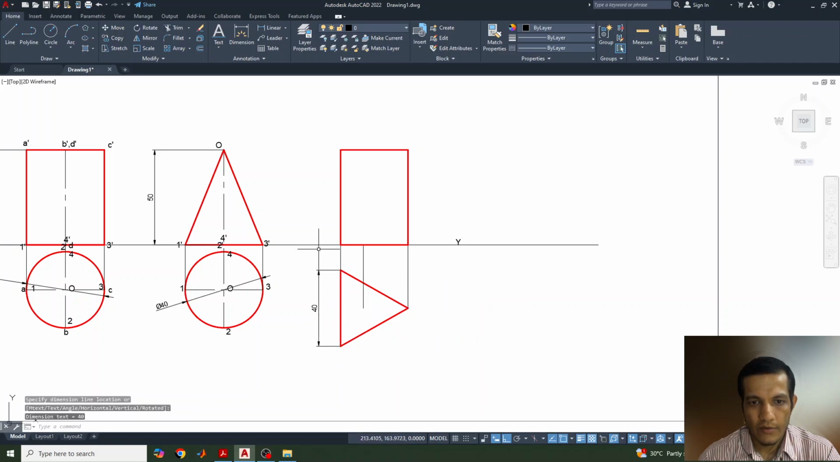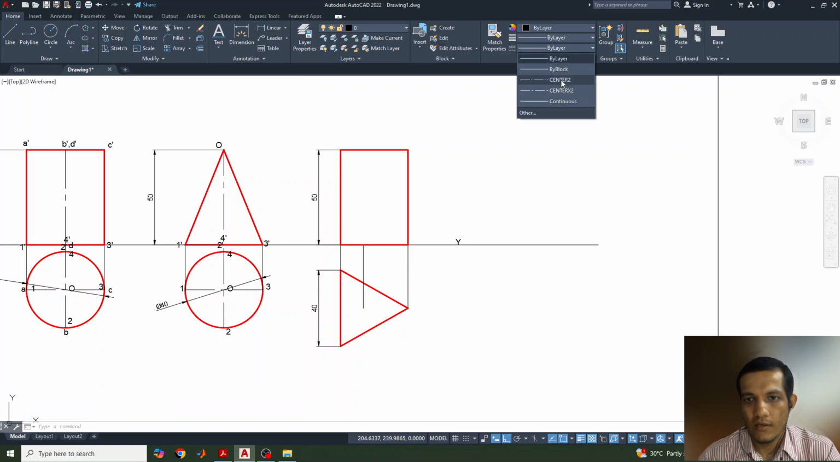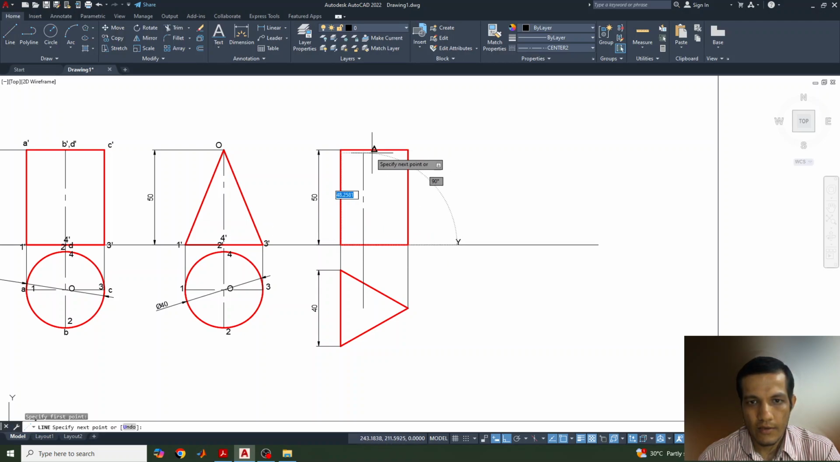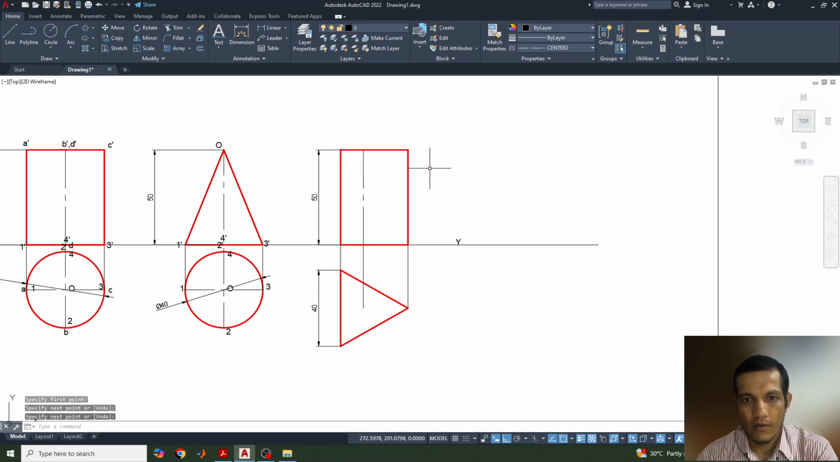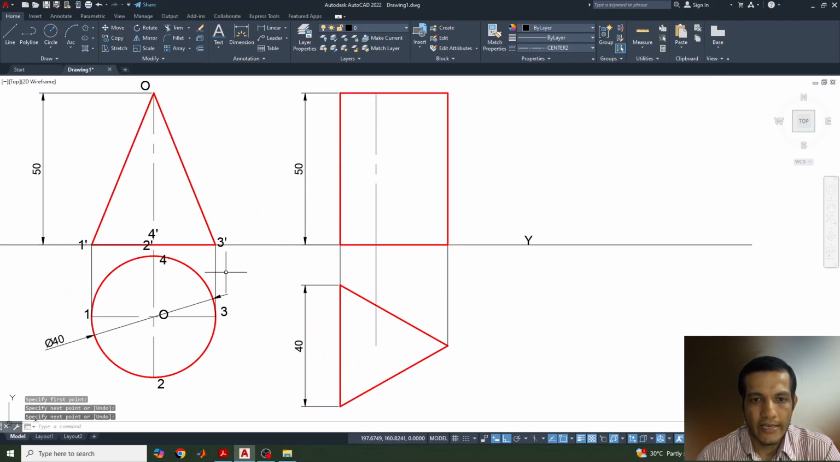Base of that object is 40, and the axis height is how much? That is 50. And similarly the center axis line we can give by changing the center line. Select this and extend it up to here. Okay, and meanwhile the text is important. We need to mark the text on all these points.